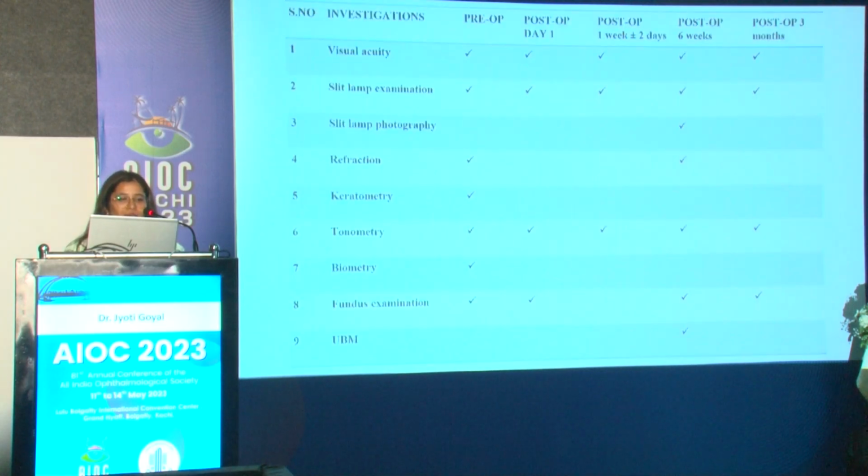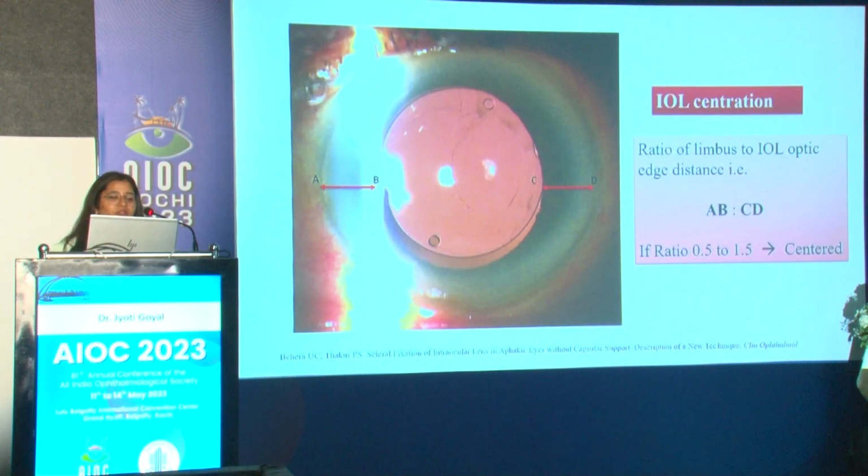Post-operatively, these patients are being followed up at day 1, week 1, 6 weeks, and 3 months for visual acuity assessment and detailed anterior and posterior segment assessment. In addition, at the 6-week follow-up, we are looking for IOL centration on slit lamp photography and IOL tilt via ultrasound biomicroscopy. On slit lamp photography, we calculate the ratio of the limbus to the IOL optic edge, and if this ratio is between 0.5 to 1.5, it is said to be centered.